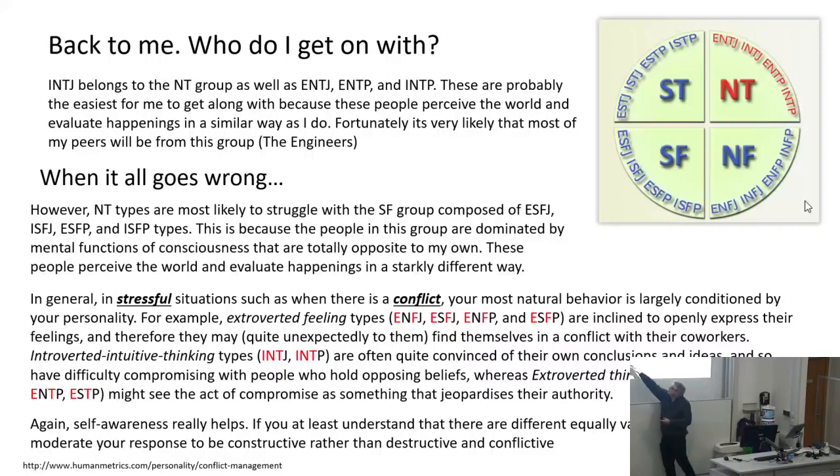These other types are often quite convinced of their own conclusions because they've thought about it in advance. Logical conclusion, I'll come to it. And so will have difficulty compromising with people who hold opposing beliefs. Whereas extroverted thinking types might see the act of compromise, which most people see as a good thing, as something that jeopardizes their authority. They'll dig in. They don't want to compromise.